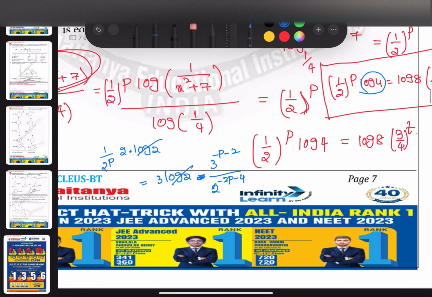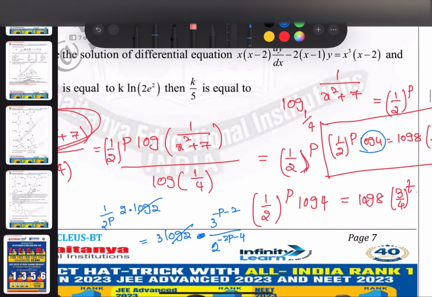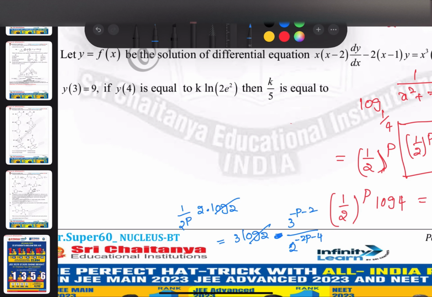This log 2 will get cancelled. So now 2 by 2 power p on the left hand side is equal to, on the right hand side, 3 power minus p minus 2. Here there is 1 3.